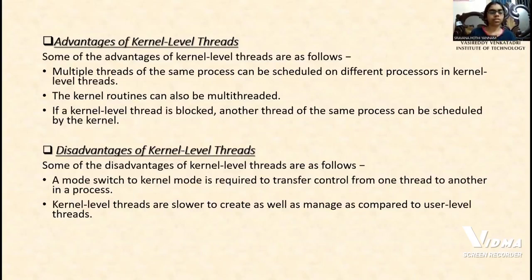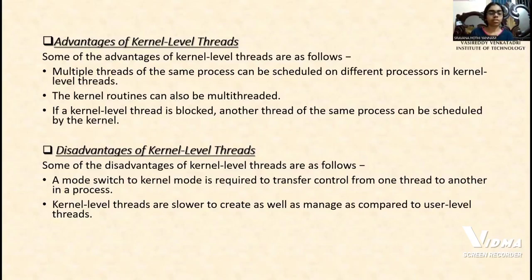Advantages of kernel-level threads. Some of the advantages of kernel-level threads are: multiple threads of the same process can be scheduled on different processors in kernel-level threads. The kernel routines can also be multi-threaded. If a kernel-level thread is blocked, another thread of the same process can be scheduled by the kernel.